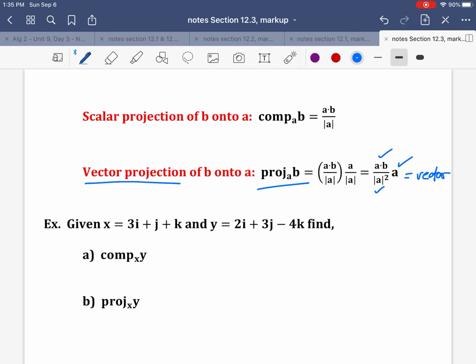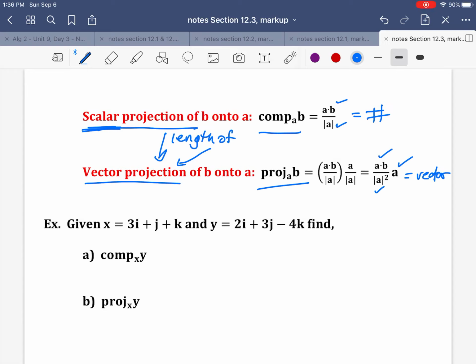So this is going to produce a vector. Whereas if somebody asks you for the scalar projection, remember scalar means just a number. And so that's called the component of B onto A. And notice what it gives you. You have a dot product over a magnitude. This is just a number. So the component is basically just the length of the projection vector. So this right here is the length of that. Okay. All right, so let's try it.